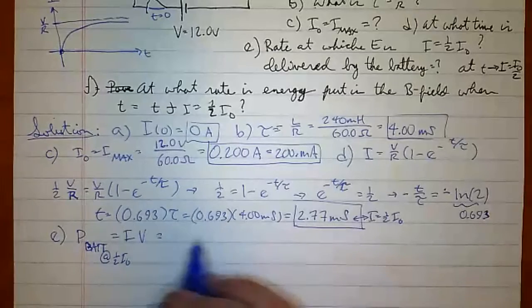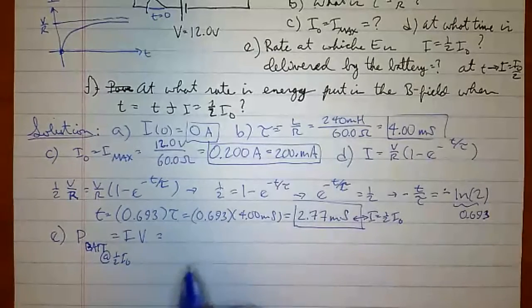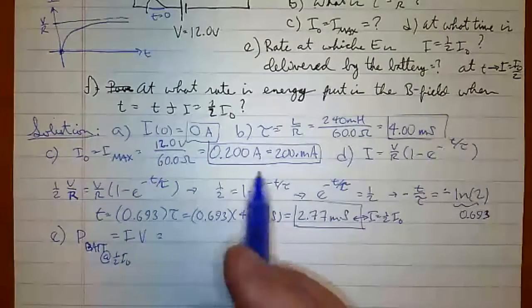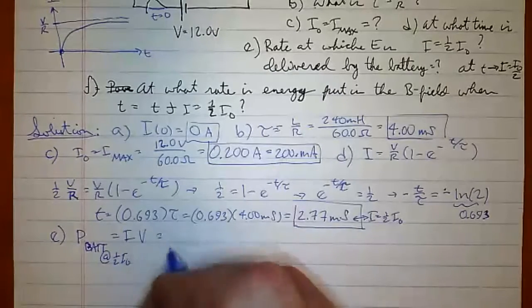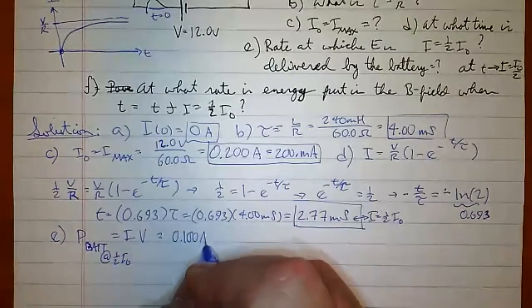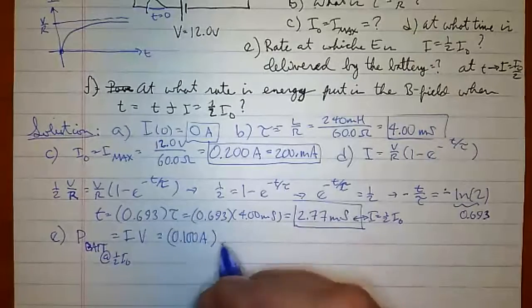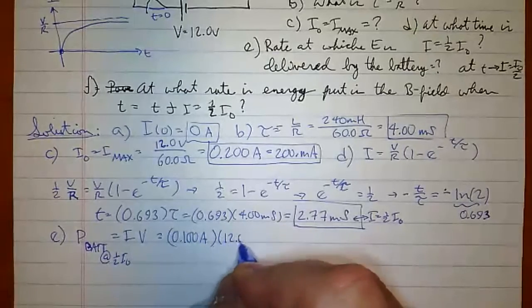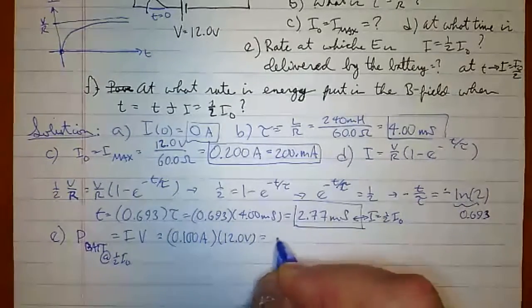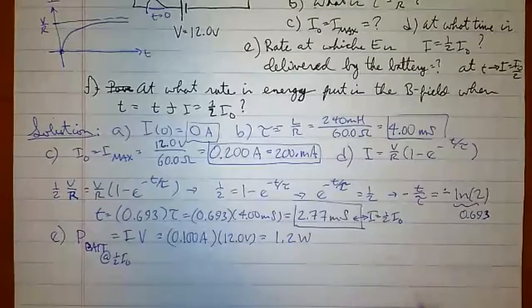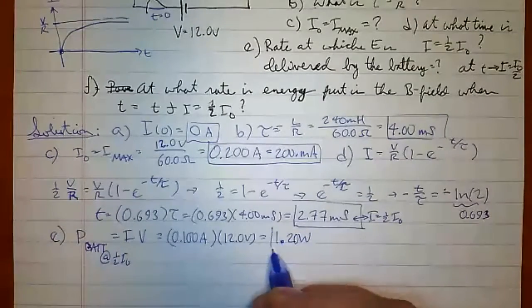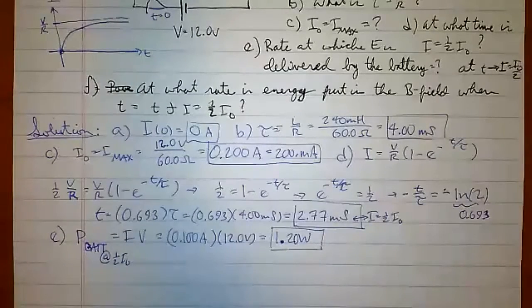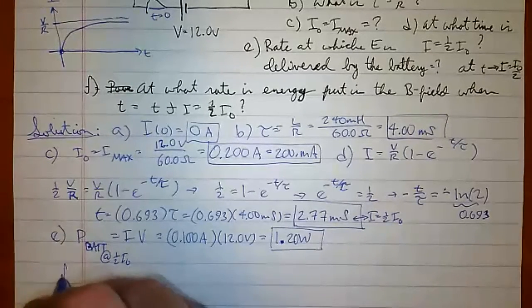Okay, so we know that at 2.77 milliseconds, the current is not going to be 200 milliamps. It's going to be half of that. So it's going to be 0.100 amps. And the voltage, of course, is just the voltage of the battery, which is 12.0 volts. So we get that's 1.2 watts. And you can even say 1.20 watts if you wanted. So that's easy peasy.